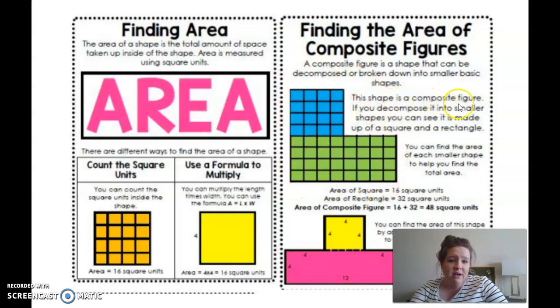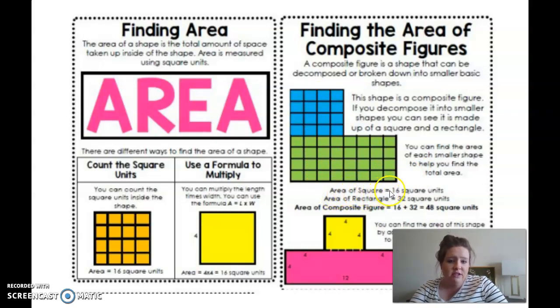This shape is a composite figure. If you decompose it into smaller shapes, you can see it is made up of a square and a rectangle. So here's your square and here's your rectangle. You can find the area of each smaller shape to help you find the total area. So you would find the area of this one first, or this one, and then you find the area of this one. And then you would add those areas together to get the total area of the whole composite figure.